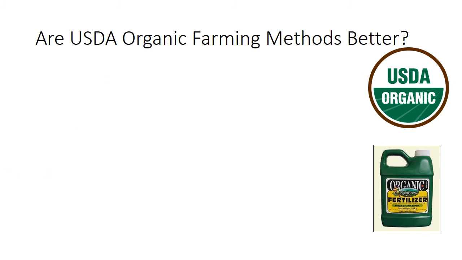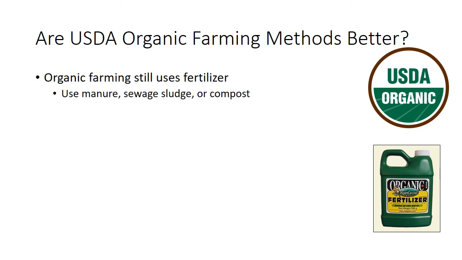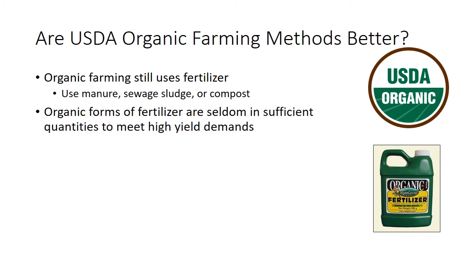Now, one question I might be asking is, are USDA organic farming methods better? And the short answer is not necessarily. So organic farming still uses fertilizer. So that just comes in a different form. So it could be manure, sewage sludge, compost, what have you. But it's difficult to move all that massive material. So in some cases, organic forms of fertilizer are seldom sufficient to meet the high yield demands.